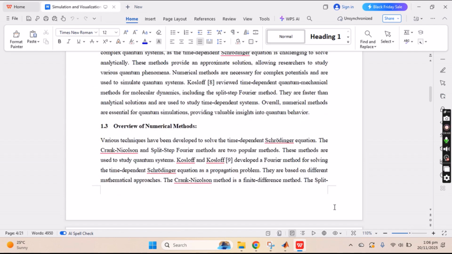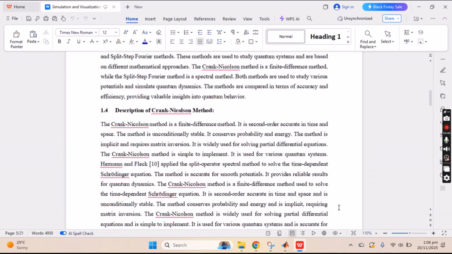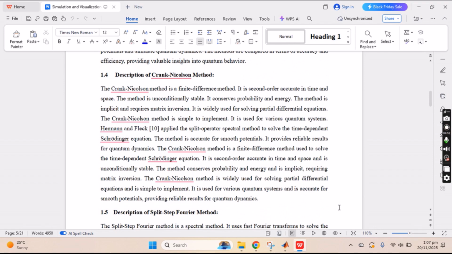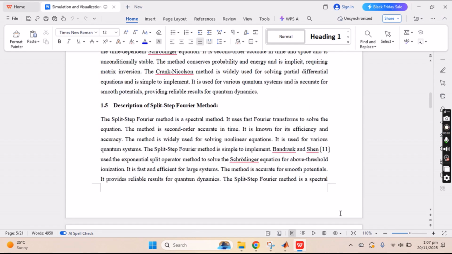The next one is the numerical methods overview, and we have explained everything in it. The description of the Crank-Nicolson method is also added, and you just read it and you will understand how the method is accurate for smooth potentials. And the description of the split-step Fourier method, which is how that method is implemented over the exponential split operator method to solve the Schrödinger equation for above threshold ionization.